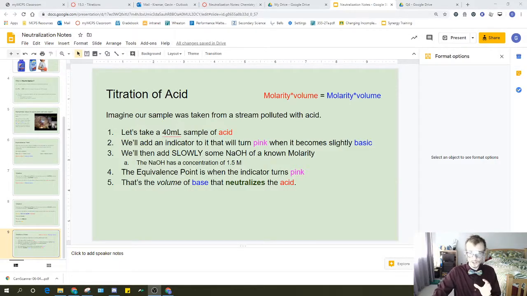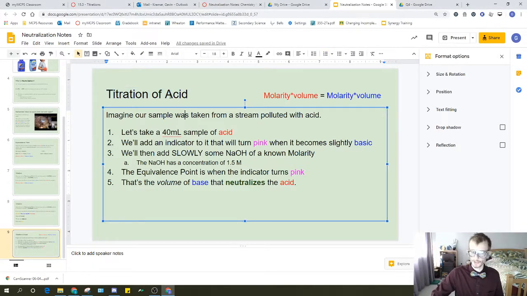Okay, so we're on to our actual demonstration. As you can see, I've got my safety glasses on. I just wanted to go through the procedure for this reaction before I went ahead and did it. So we're doing a titration of this acid, of an unknown acid.